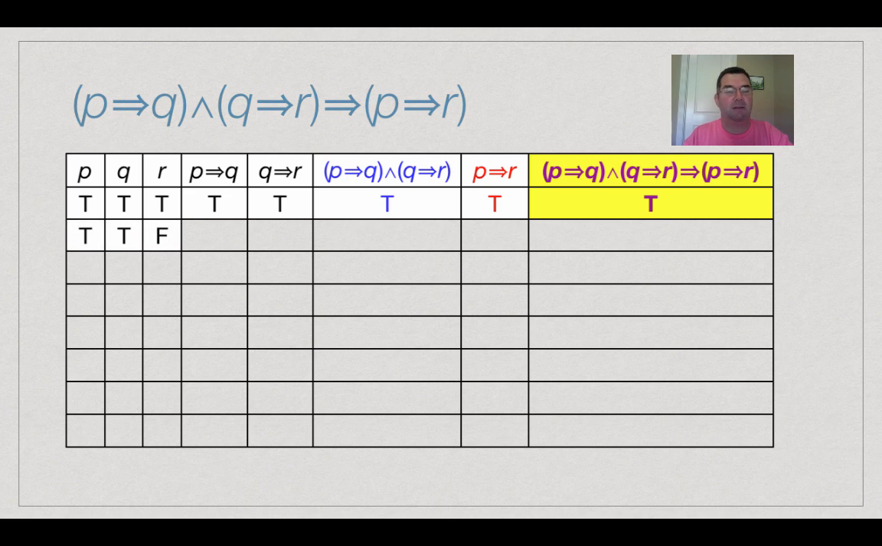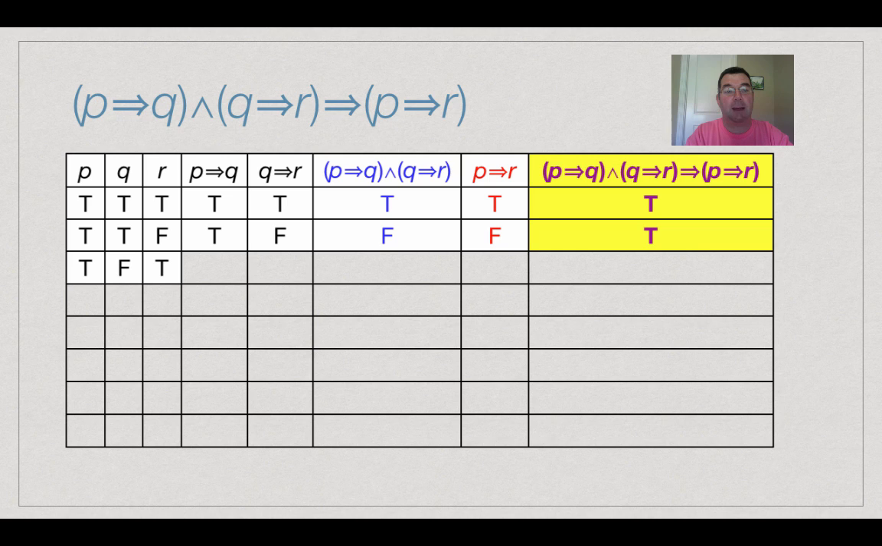Now let's see what happens if R becomes false. P implies Q is still true, but Q implies R is false because true implying false is false. That's the only time it's false. So the AND of those two previous columns, the true and false, is false. P implies R, that's false because again I've got another true implying a false. And so false implying false is true.